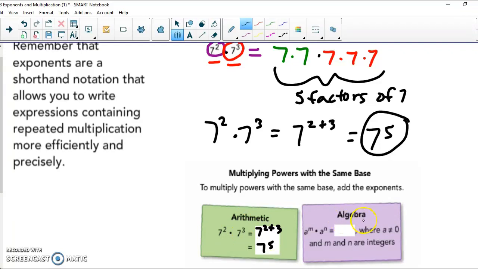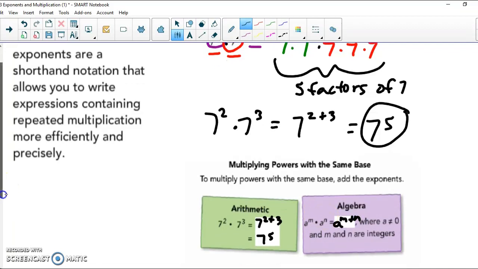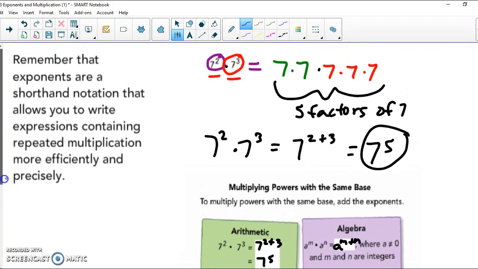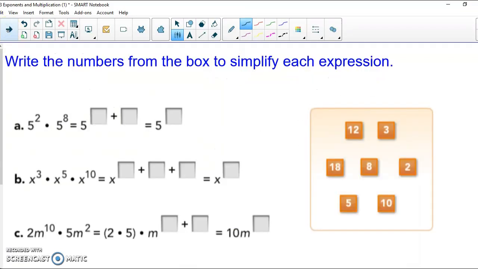But in algebra, or with variables and our letters, we would say that a to the m times a to the n equals a to the m plus n, because I have the same base, so I'm going to add my exponents. And I'm going to tell you right now, you are going to forget this rule sometimes. So it sounds simple, but I really want you to focus on what it is we're doing here, because it gets easy to get confused down the road as we keep adding new rules. So let's look at a couple here to help you practice.